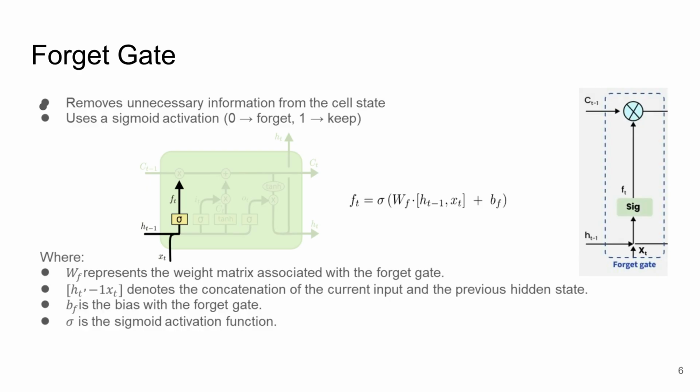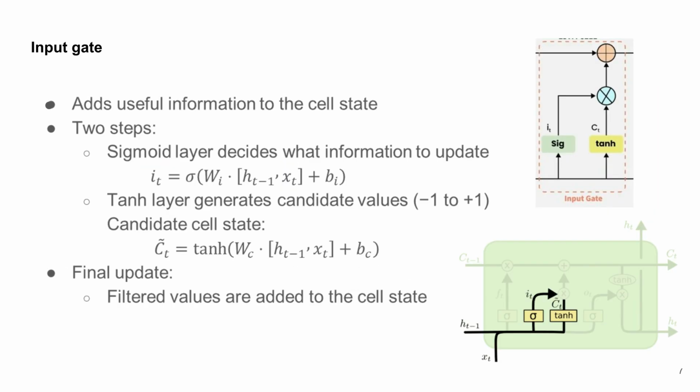The mathematical formula shows that f_t equals sigma of W_f times the concatenation of h_{t-1} and x_t, plus a bias term. Now let's look at the input gate, which determines what new information we store in the cell state.